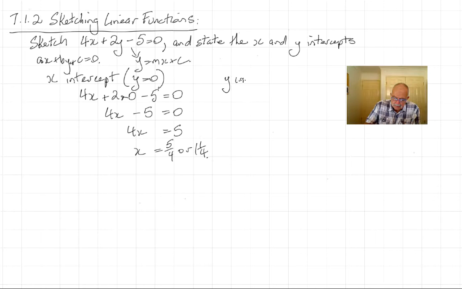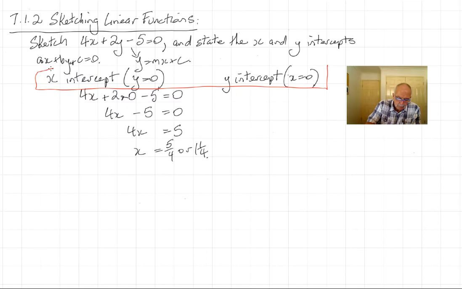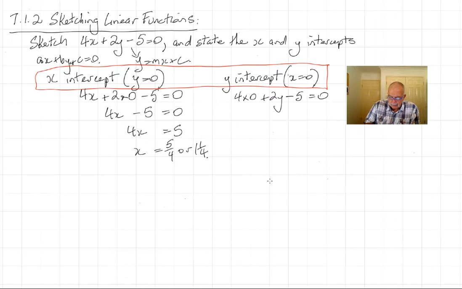Likewise, the y-intercept, where it cuts the y-axis, is where x is equal to 0. So that's an easy way. Once again, please commit this to memory. If you want to find out where it cuts the x-axis, you just let y equal 0. And if you want to find out where it cuts the y-axis, you let x equal 0. So putting x equals 0 in our original equation, you've got 4 times 0 plus 2y minus 5 equals 0. Now that's 0. 2y minus 5 equals 0. 2y equals 5. y equals 5 on 2, or 2.5.